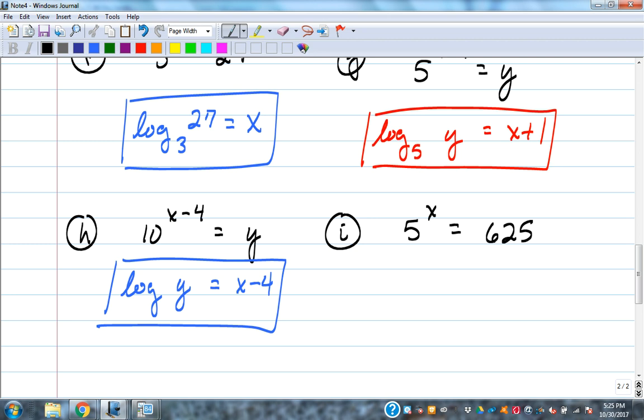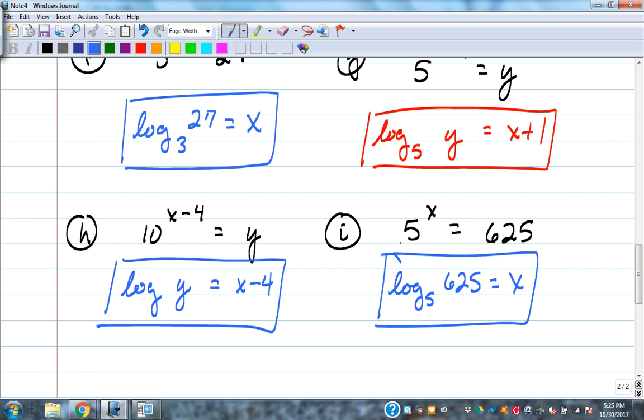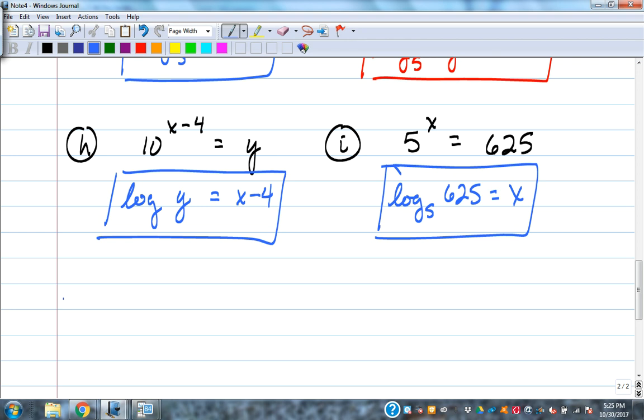All right, what's the log on this one? Log base 5 of 625 equals x. Pretty simple to rewrite. Let's throw one of those weird ones in there again. e to the square root of 2 equals y.